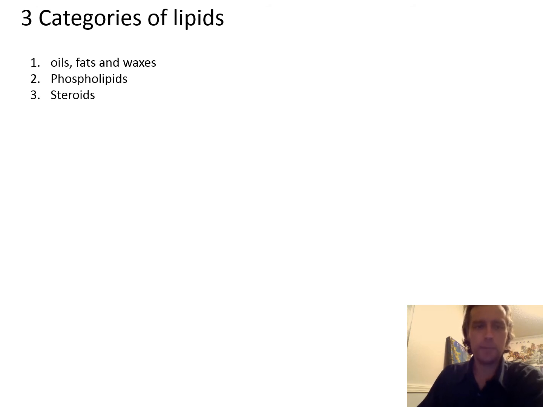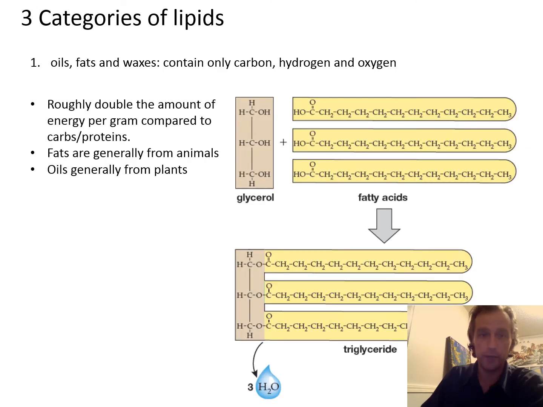3 categories of lipids. 1, oils, fats, and waxes. 2, phospholipids. 3, steroids. Don't worry about writing all that down right now. First, we're going to go through number 1, oils, fats, and waxes. There it is, oils, fats, and waxes. They contain only carbon, hydrogen, and oxygen. Just as the last example, notice this is the same exact example again.